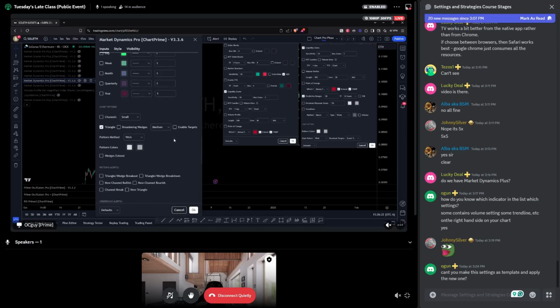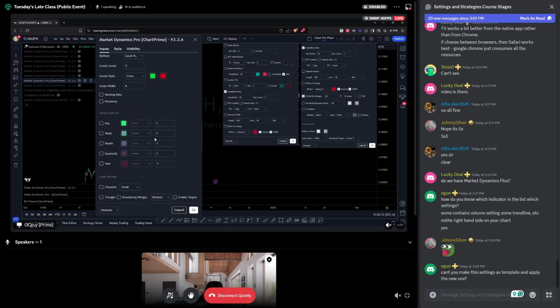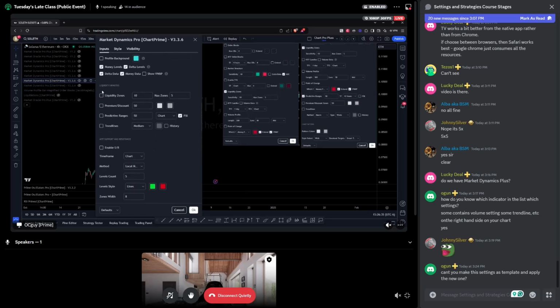Then what else was turned on? Triangles. Let's turn it off, right? So turning off triangles, stop that, perfect. So right here on my previous settings, I see that I have liquidity zones. So let's go to liquidity zones. Liquidity zones, 10 and 5. 10 and 5, all right?